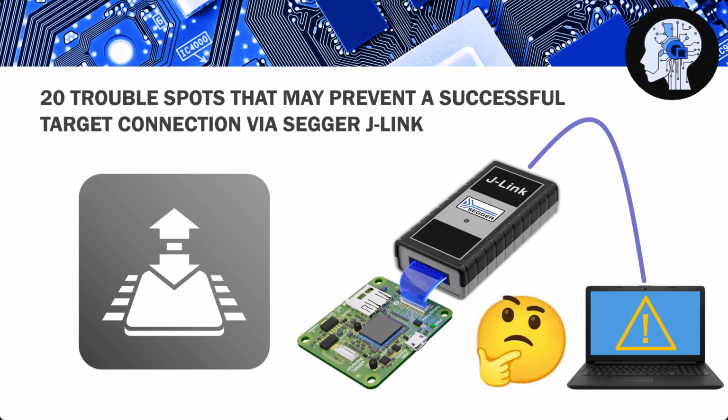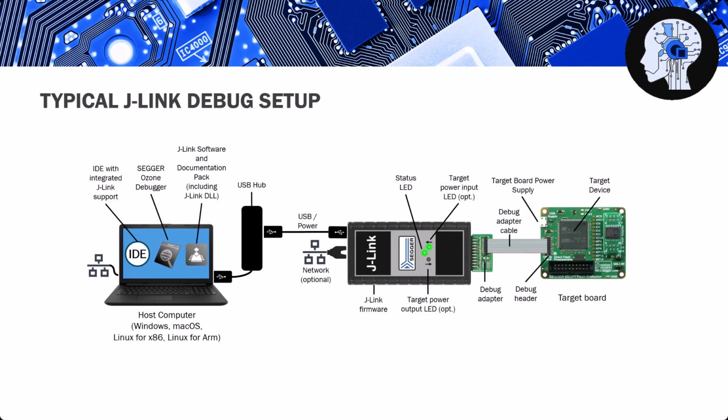Let's get started. This is a typical SEGGER J-Link debug setup. As you can see, there are a lot of moving parts, maybe more than you realized. If any one of these parts is off, you may run into issues.